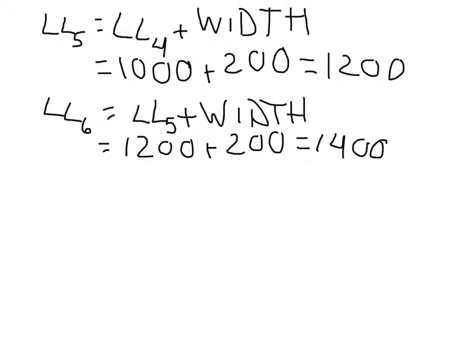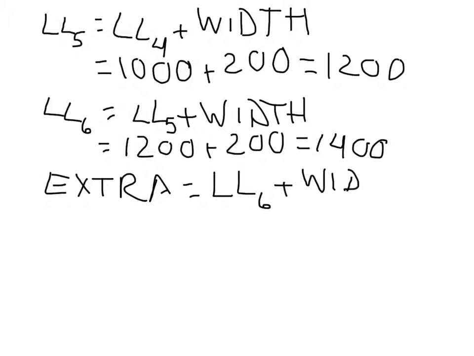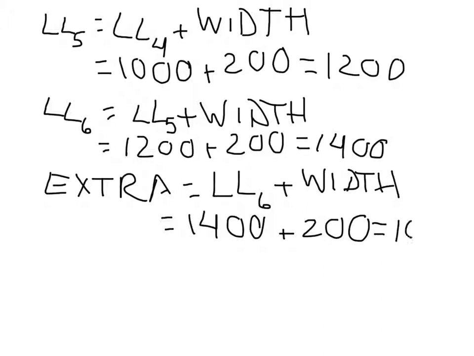Then you always need an extra one at the end. So our extra one in this case is going to be the lower limit 6 plus the width. You always just take the last lower limit and add the width to it. So you have 1,400 plus 200, which is 1,600. Okay, now we're ready to construct our table. So let's change the page.